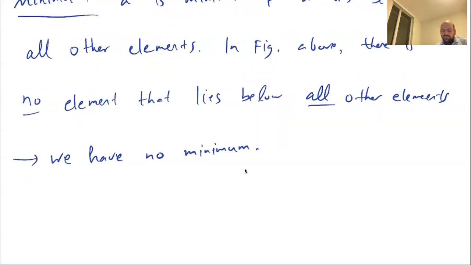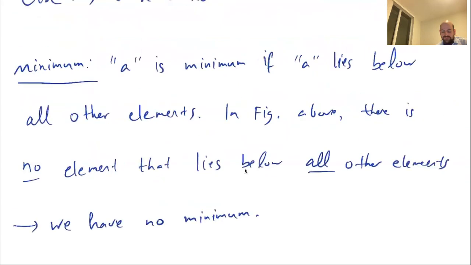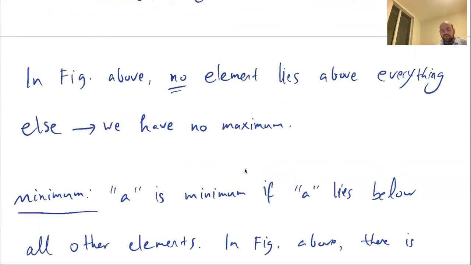Okay, so this is an example where we had more than one maximal, more than one minimal, but no maximum and no minimum.